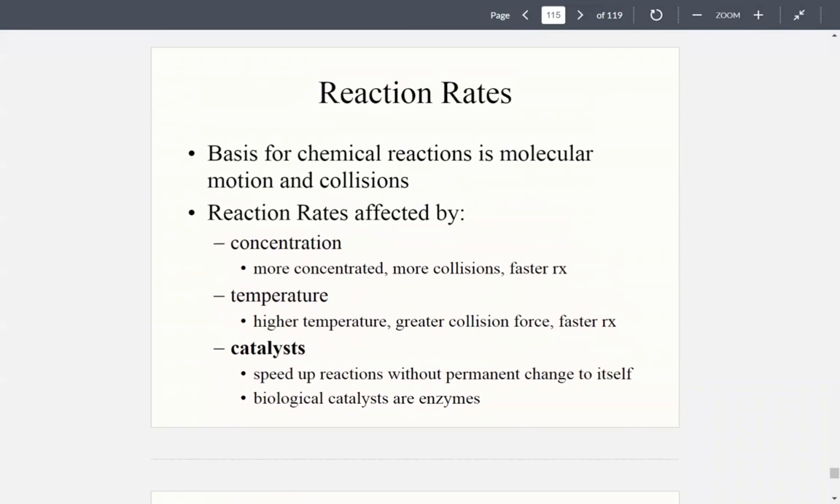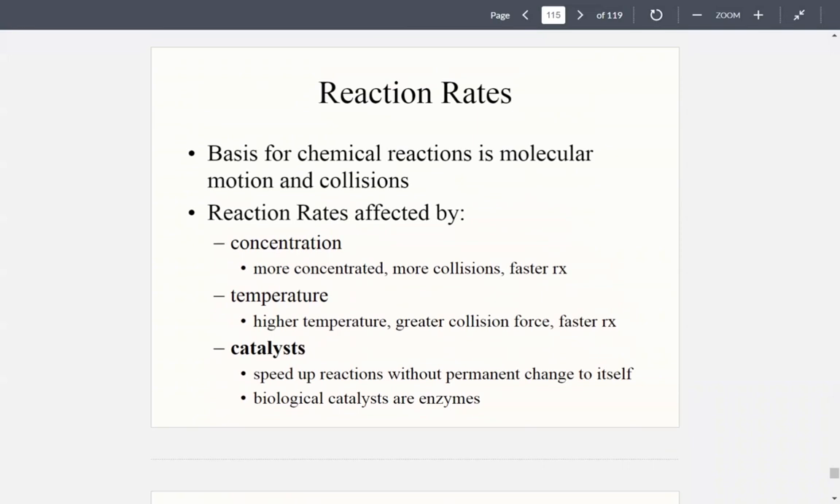So concentration, this one hopefully makes sense. The more you have, the more you're going to have collisions, the faster the reaction. Temperature also hopefully makes sense. The higher the temperature, the greater the collision force, the faster the reaction.